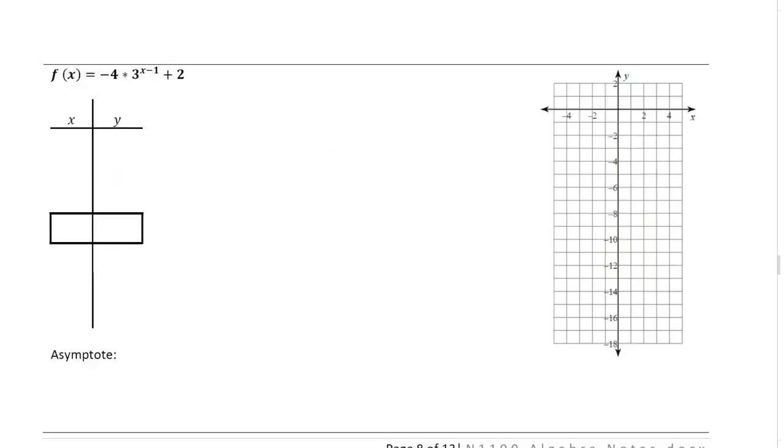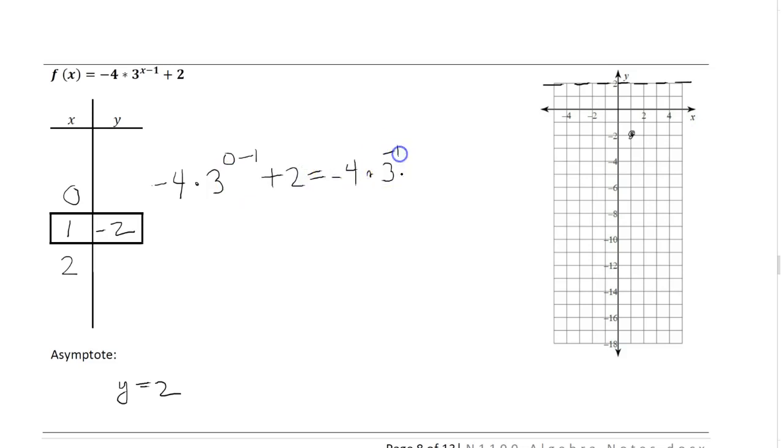In this example, the only change is that the multiplier at the beginning is negative. The asymptote is still y equals 2. The number next to the x is still negative 1, so we move right 1, but this time the multiplier is negative, so we go down 4. This gives us a start point of 1, negative 2. Now find a point to the left and to the right of the original point. Let's start with 0. Negative 4 times 3 to the 0 minus 1 plus 2. This gives us negative 4 times 3 to the negative 1 plus 2.